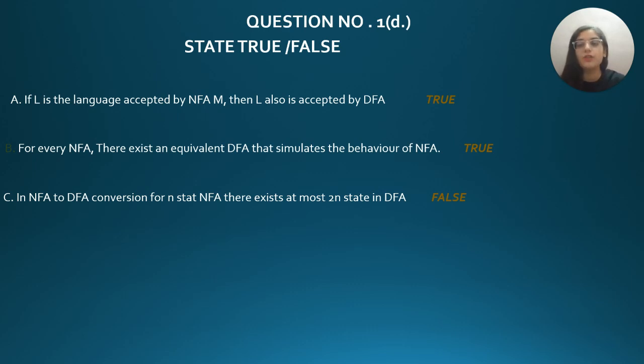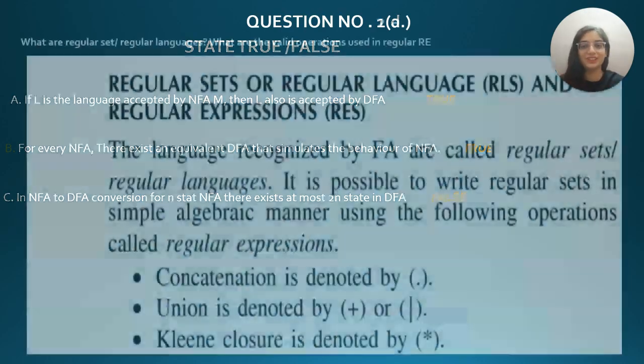The next question says, for every NFA, there exists an equivalent DFA that simulates the behavior of the NFA. That is exactly true according to the theory of computation. The next question says, in NFA to DFA conversion for an n-state NFA, there exist at most 2^n states in the DFA, which is false because it is not dependent on these states. Let's go to the next question.